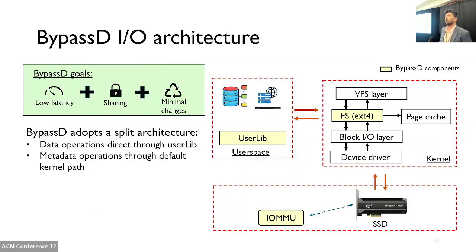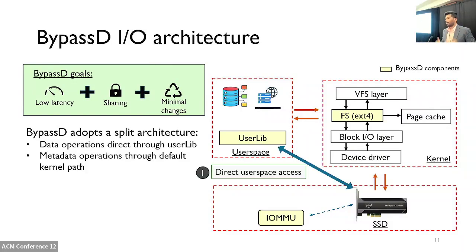On this slide, I show you the main components of BypassD. There's the file system, the user lib, and the IOMMU. To make sure that we are not reinventing the file system, we retain the file system as is in the kernel. But for low latency, BypassD allows direct access from user space. Now it does not have to go through the kernel, and so the software overheads are much lower. For this, we adopt a split architecture. Data operations are handled directly from user space, but metadata operations such as append or fallocate have to go through the kernel.